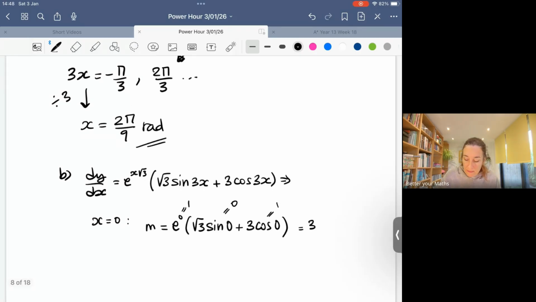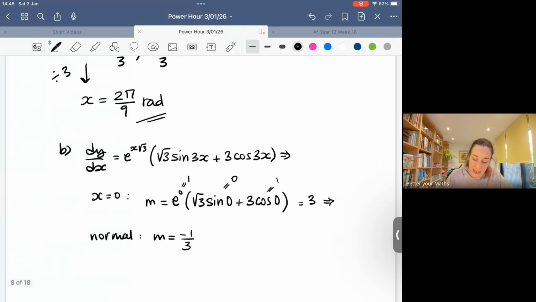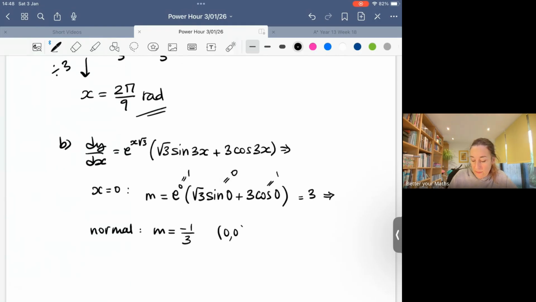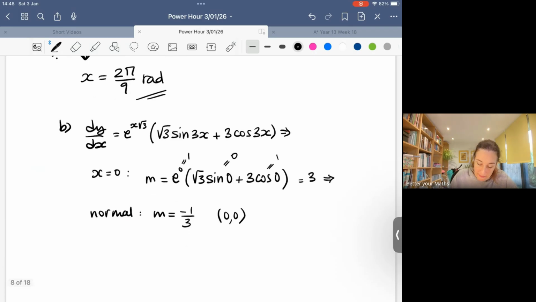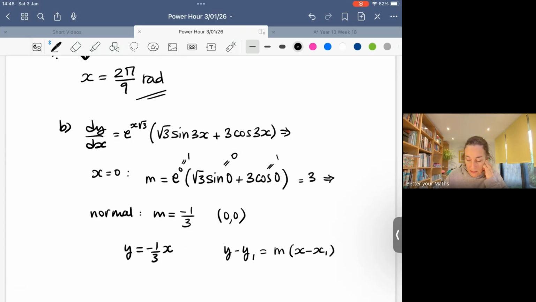It's okay. That means the gradient of the normal, as Emily said, is going to be the negative reciprocal. So the gradient of the normal is minus 1/3. And I know the point is 0, 0. So the equation of the line is going to be y equals minus 1/3 x. You can use y minus y of the point equals gradient times x minus x of the point. This is 0, this is 0. So we have y equals gradient times x.